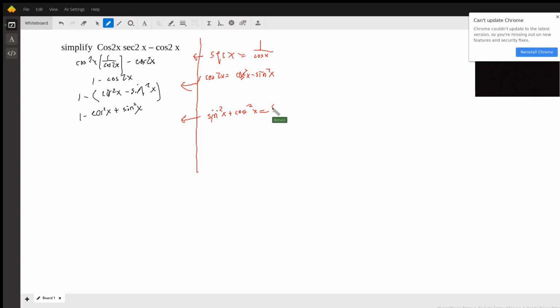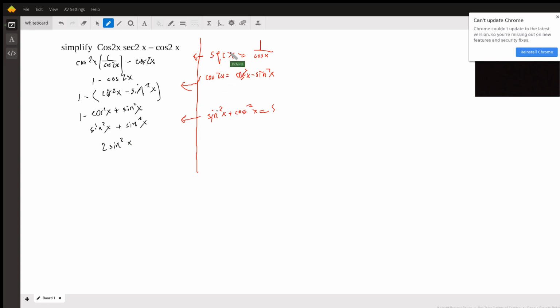Because you see, if I subtract cosine squared x from both sides over here, I'm going to get sine squared x. So this thing here, 1 minus cosine squared x, is just sine squared x. And then we'll just take this other sine squared x here. And now we can combine like terms, and you're left with 2 sine squared x. So this problem is really not that bad if you know your identities.